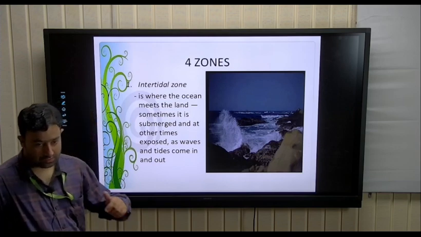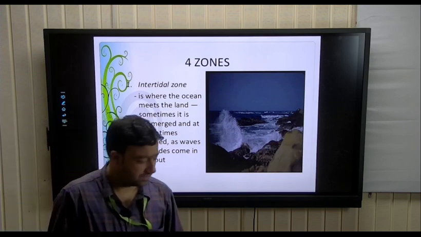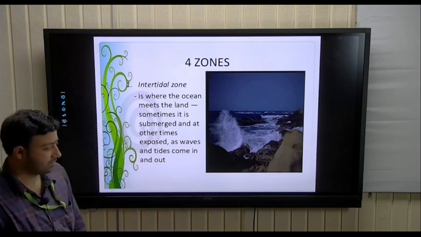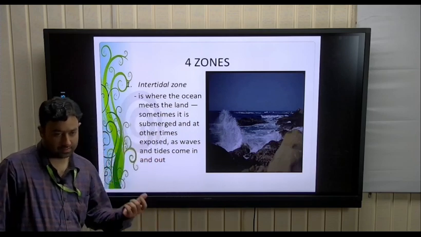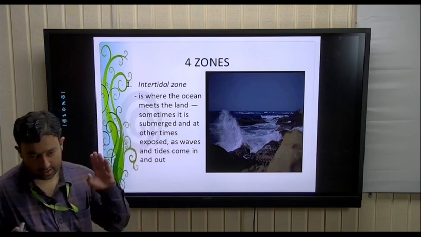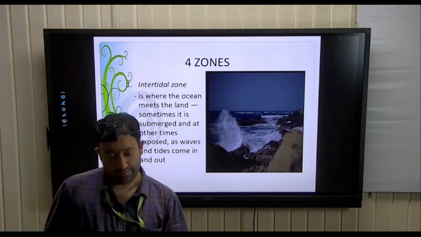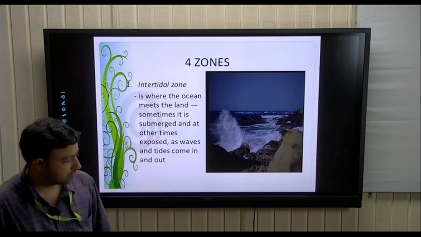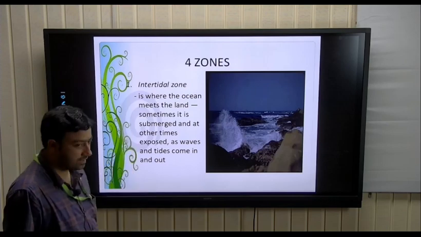Zones. There are 4 types of zones present in the oceans. Number first is the intertidal zone, a zone where the ocean meets the land. Sometimes it is submerged by the ocean and sometimes it is exposed. That means in the oceans there occur waves and tides, and sometimes these waves and tides come in, and sometimes they go out. So that is why it is sometimes submerged and other times exposed.